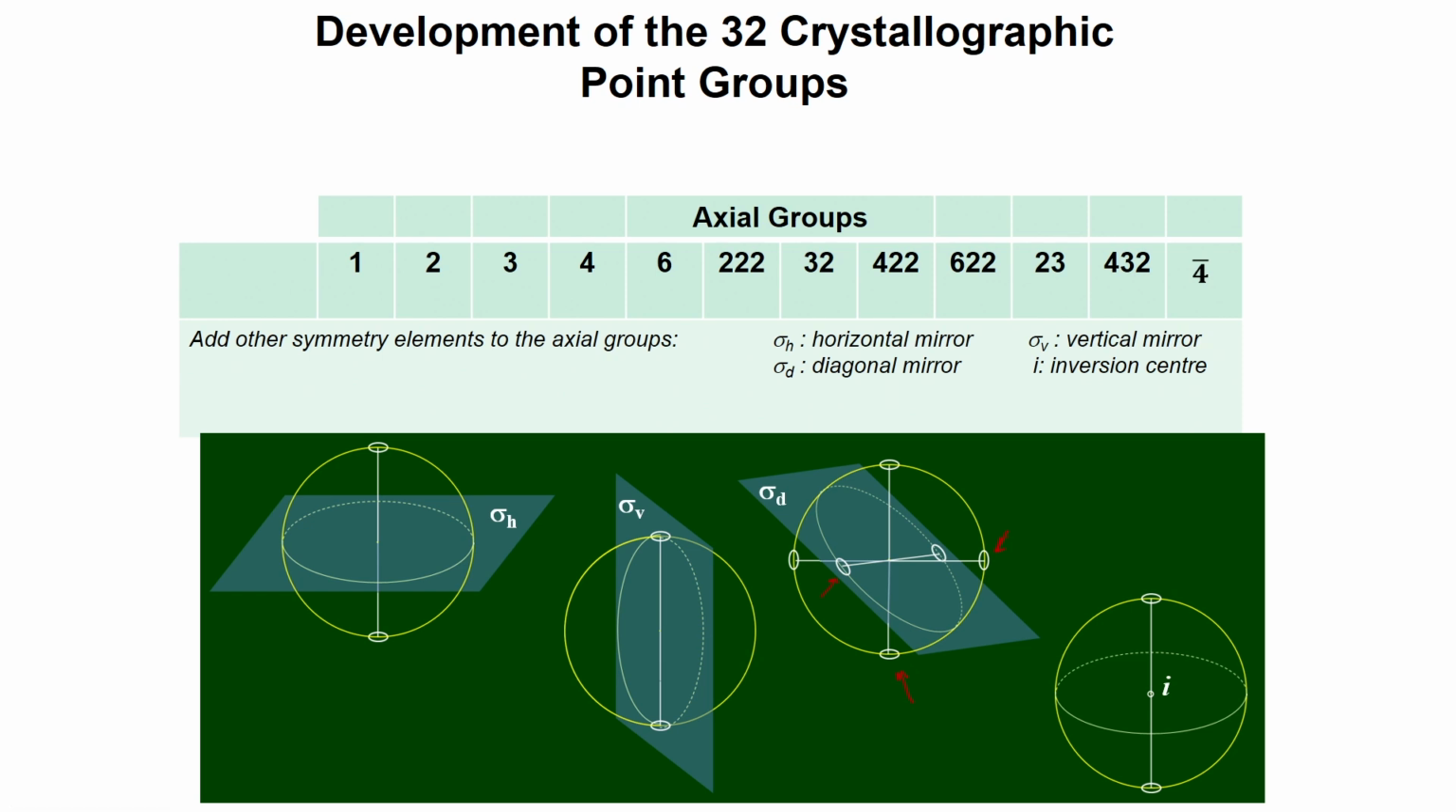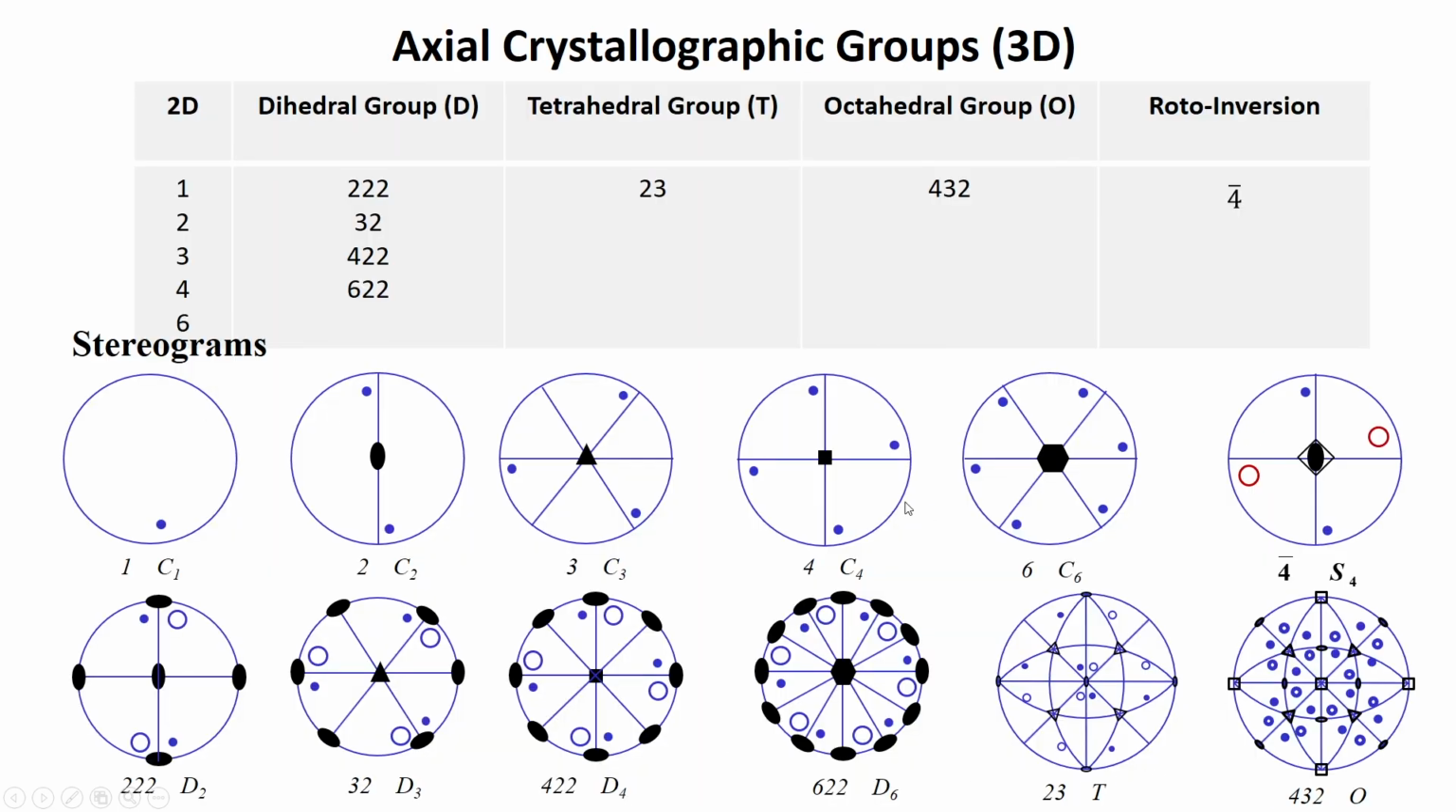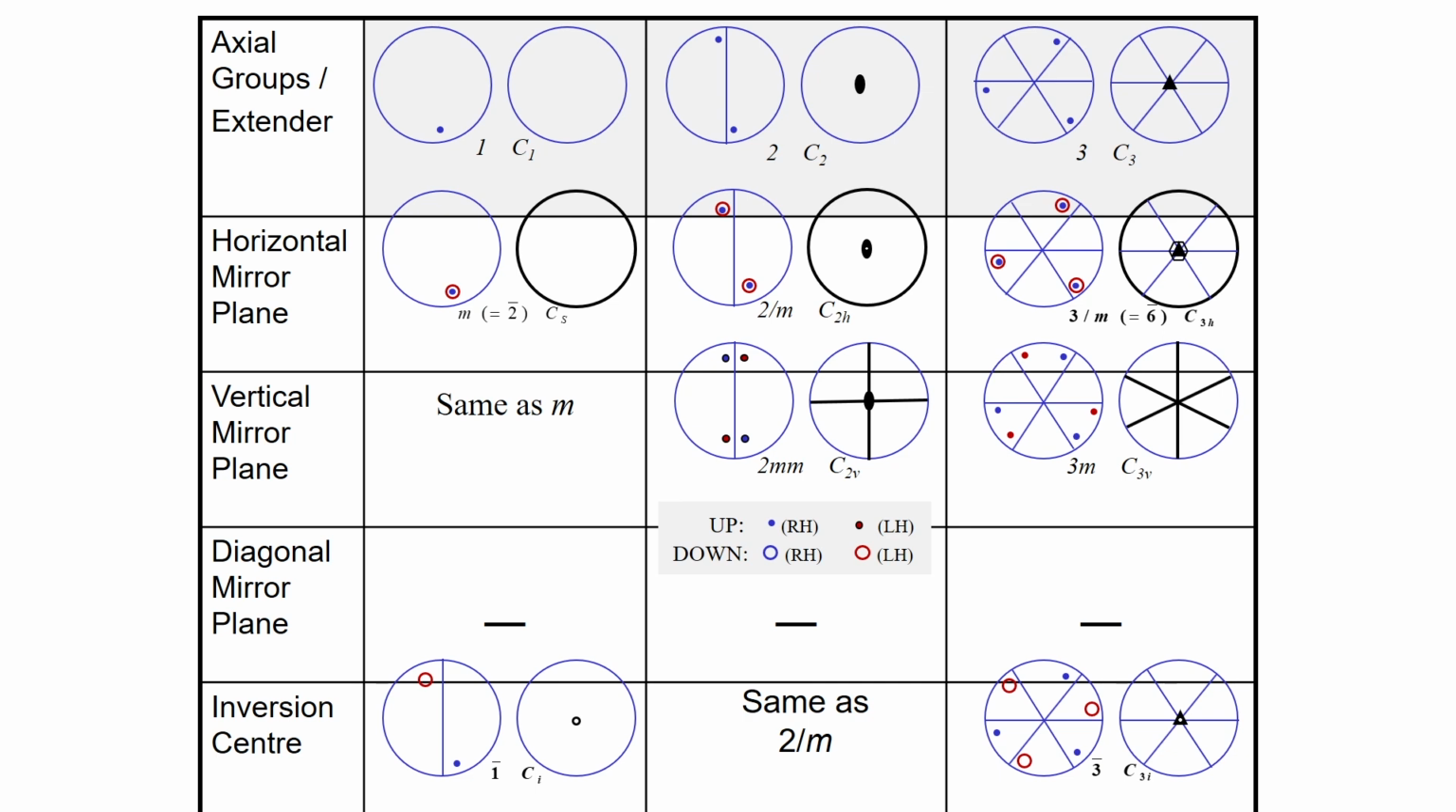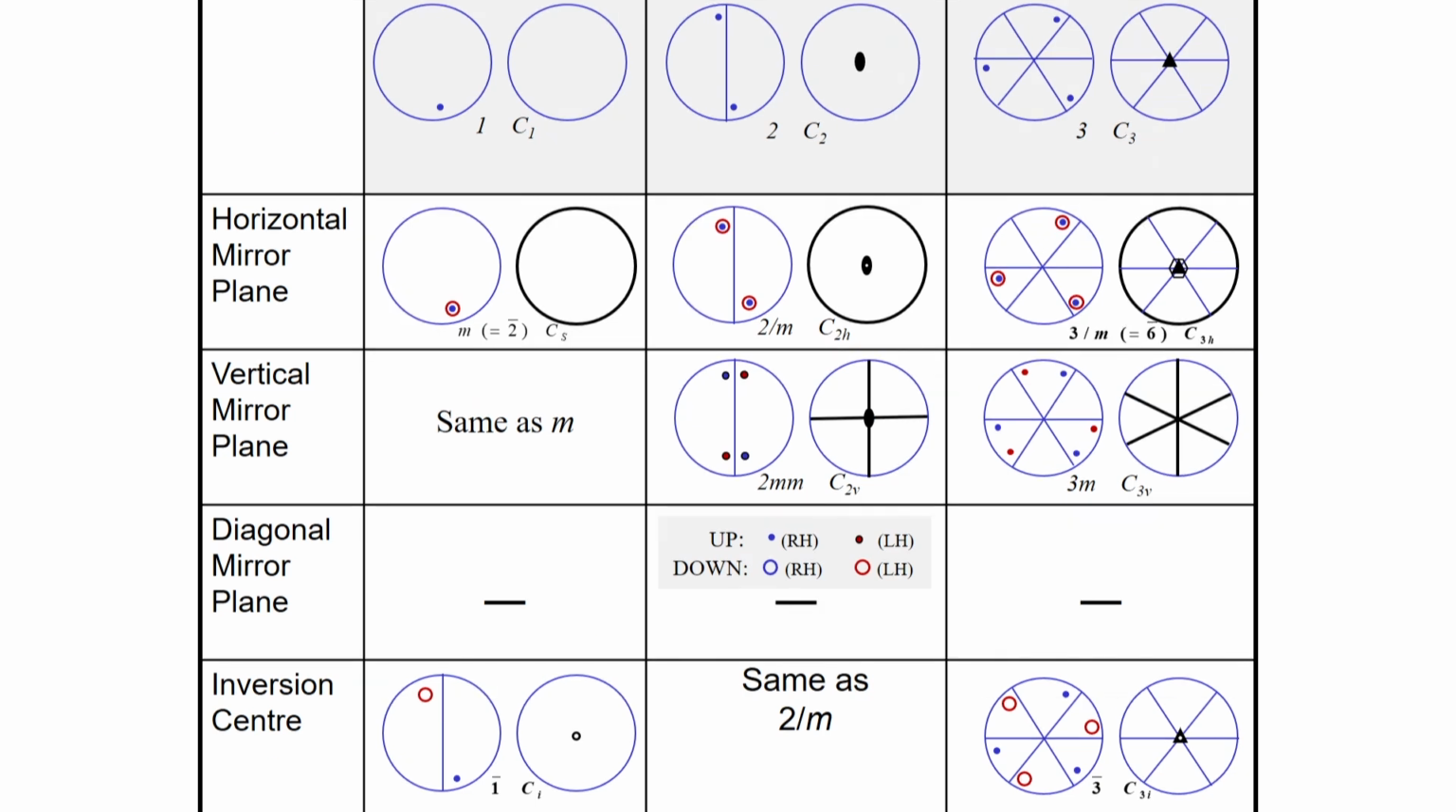So, now let us start developing the 32 crystallographic point groups, out of which we have already developed or at least shown 12 of them, and now we are going to develop the remaining crystallographic point groups. So, the top row in this table shows the first 3 axial groups, group 1, group 2, group 3, along with the Schoenflies notation C1, C2 and C3. Now, to this I have added in the second row a horizontal mirror.